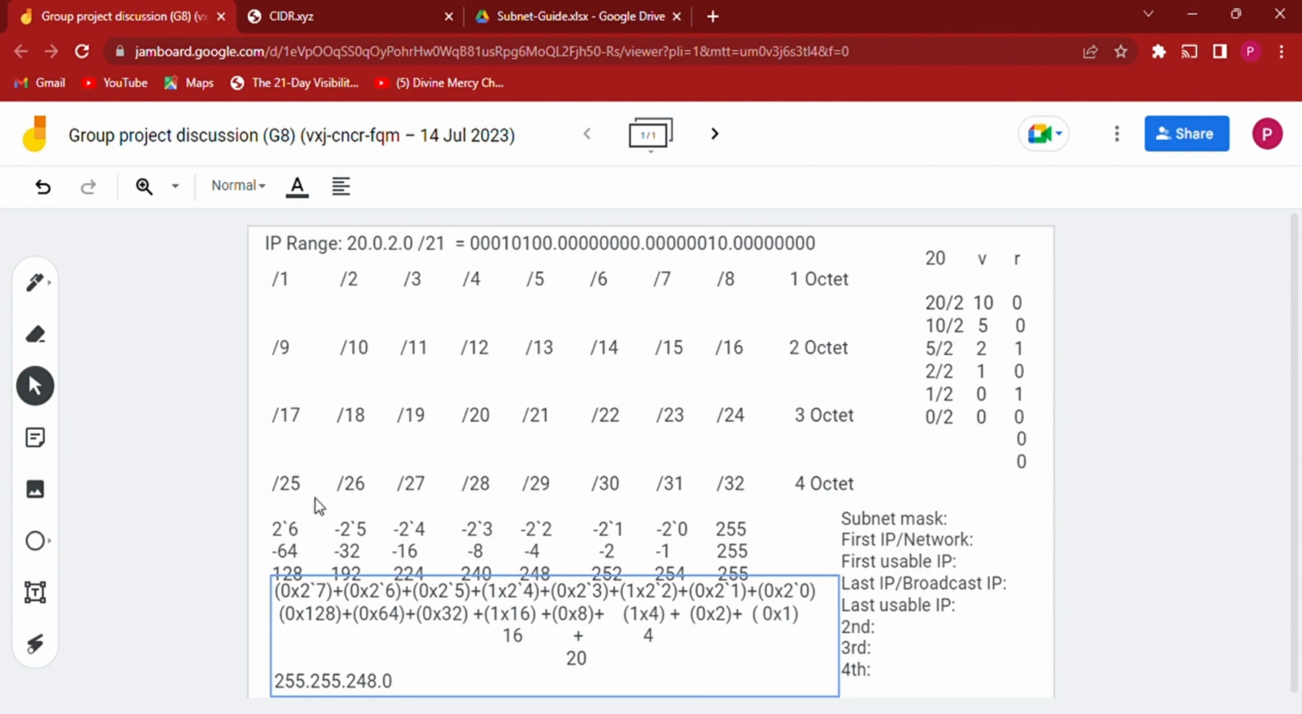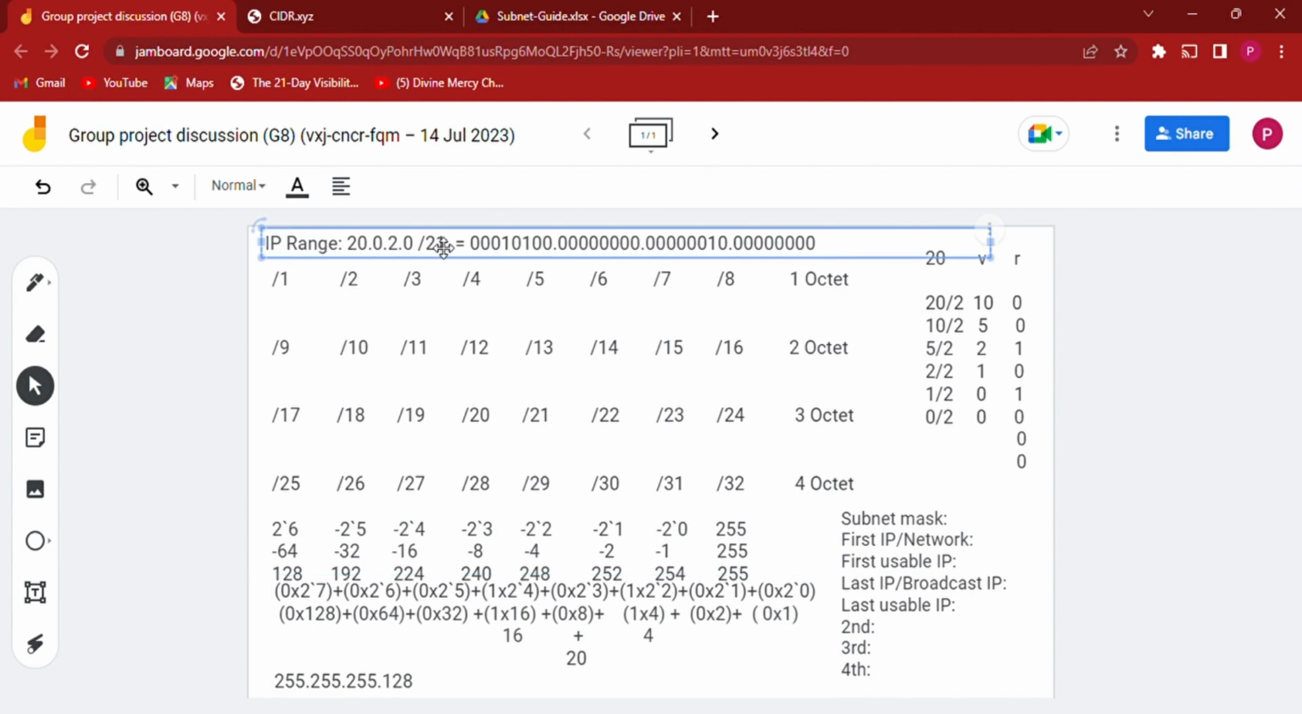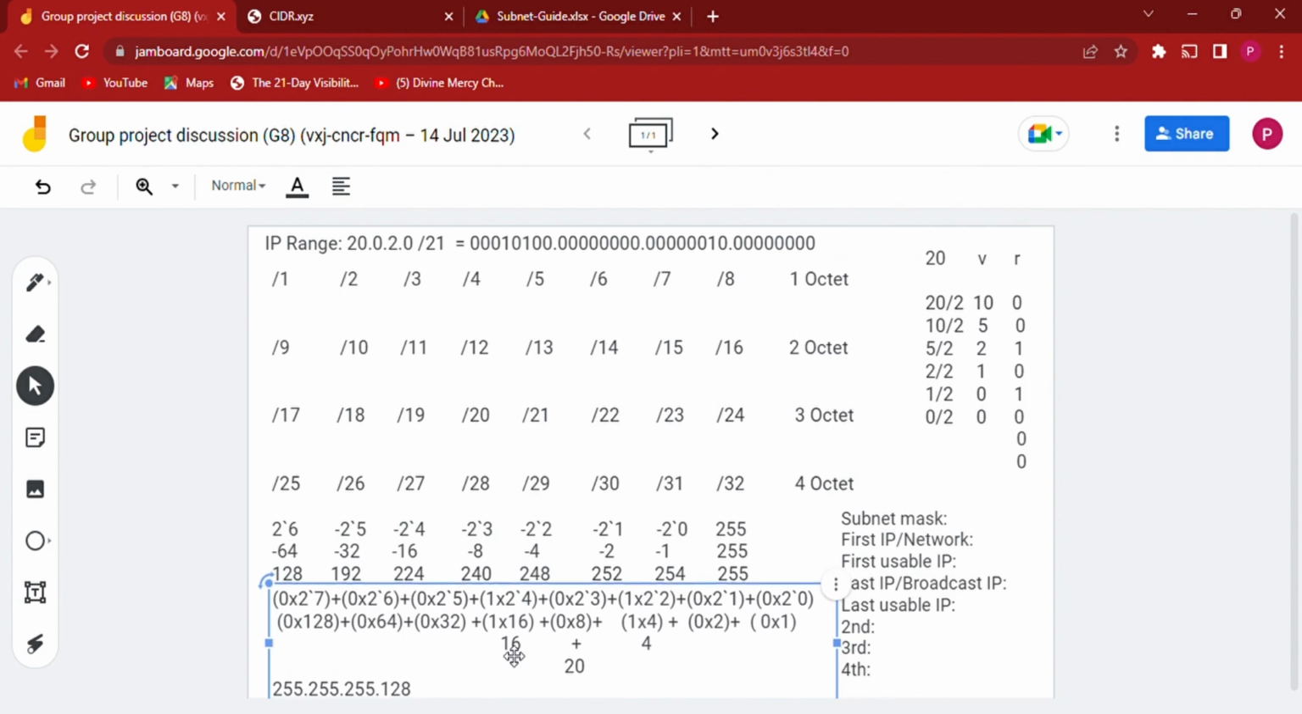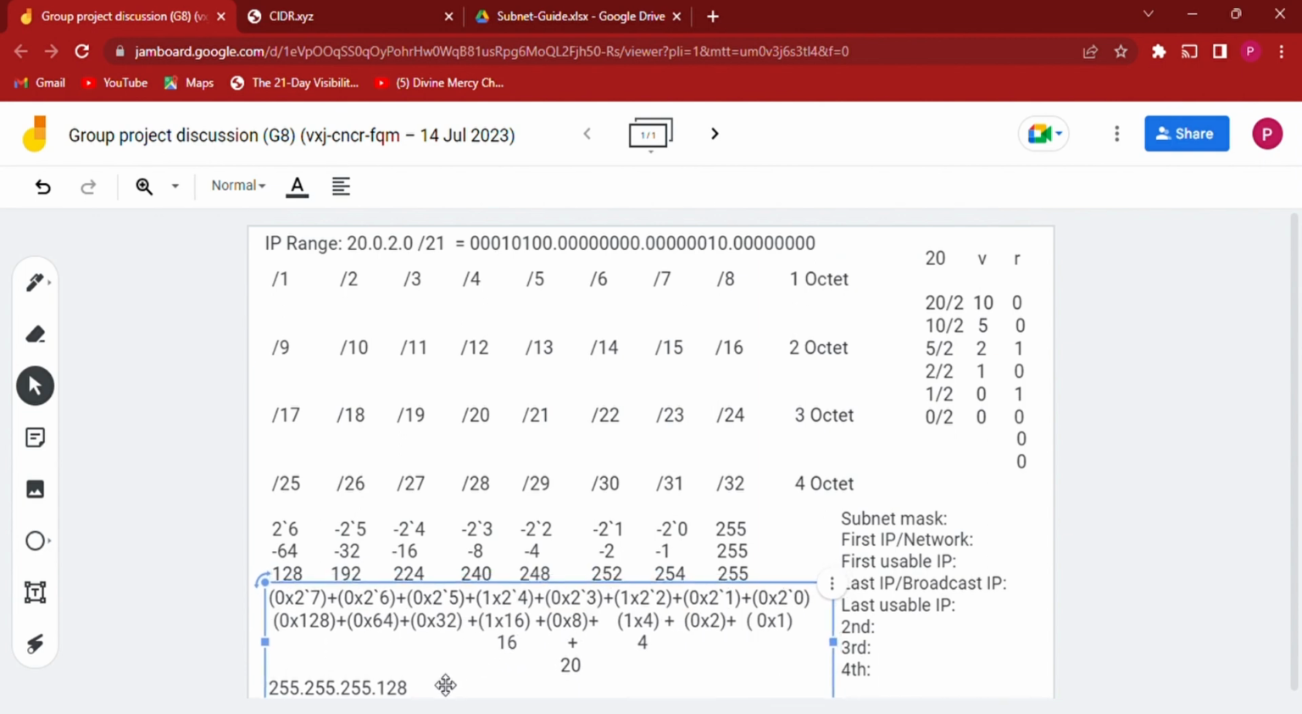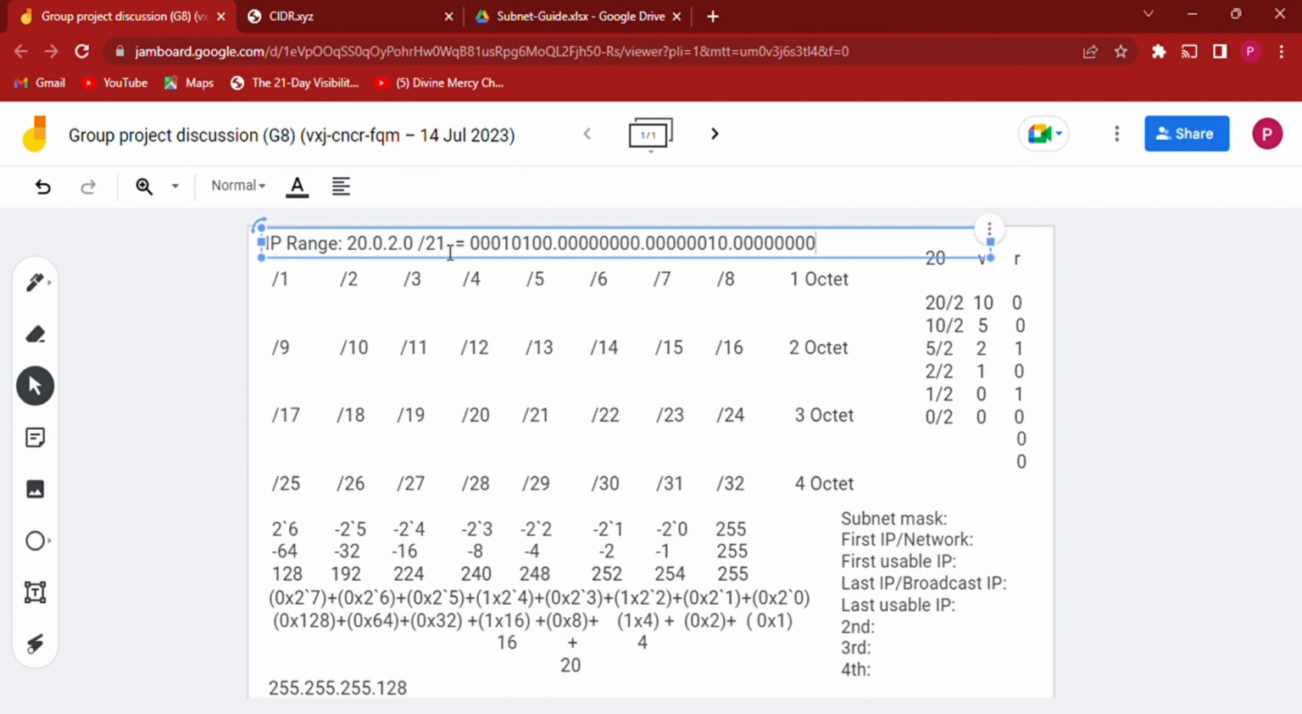The same way, if it's /25, it means 255.255.255, you are within the fourth octet, then you change it to 128. So if it's /25, you get 128. Up until this point, I hope you understand how to calculate the subnet mask.